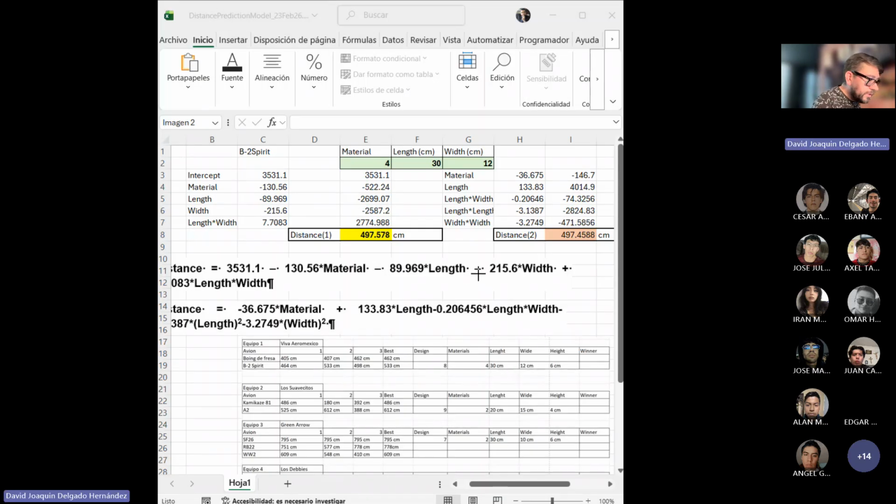This is B2 Spirit. Okay, I am going to put this in my Word. You cannot see, but I am doing it now. Then let us go to the second airplane, which is A2. Airplane A2.